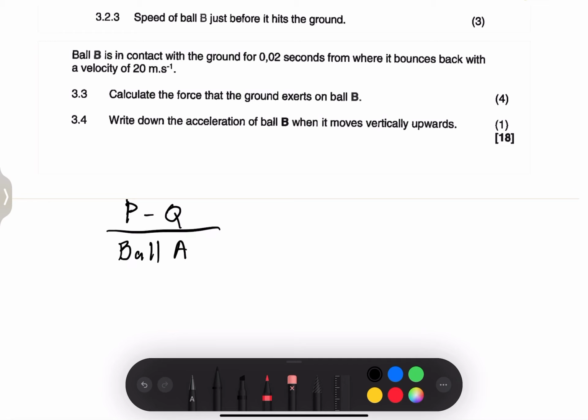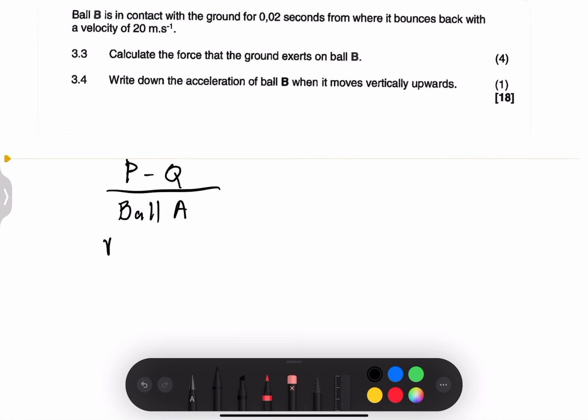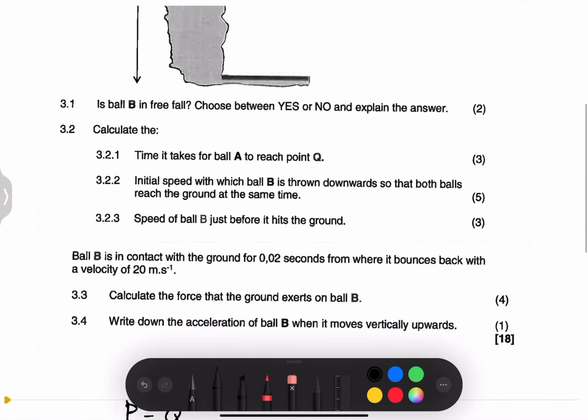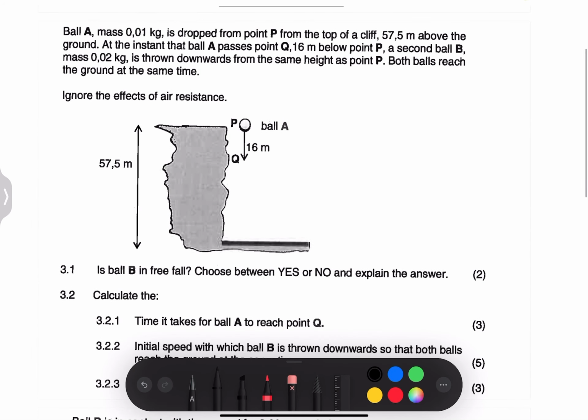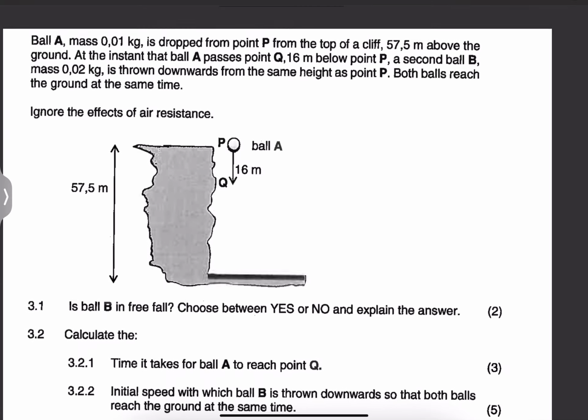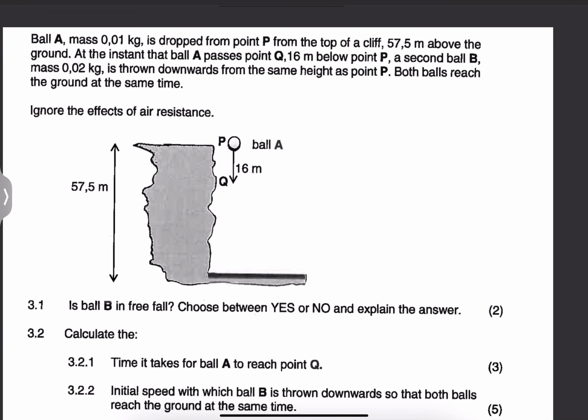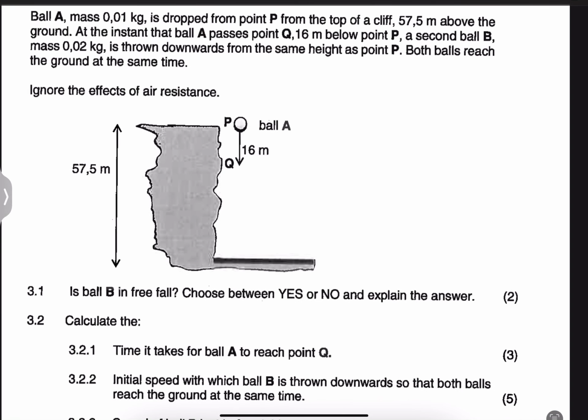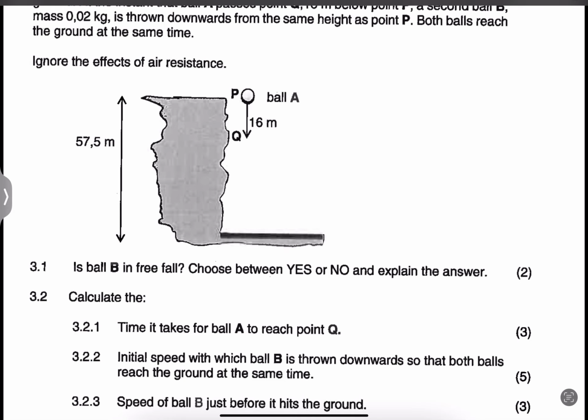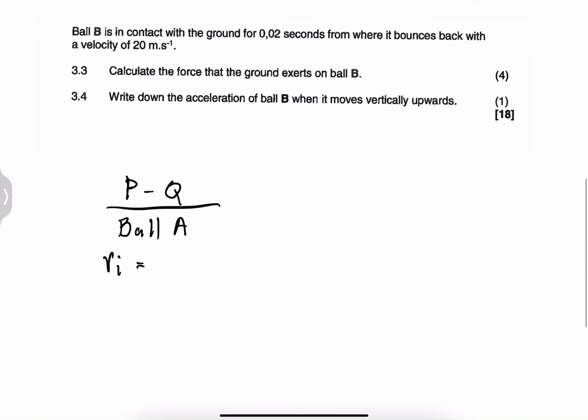Okay, so what do we know in that case? We know that the initial velocity, remember what they said about A, they did say that it is dropped. So the moment we see that it is dropped, that's something we just need to make a note of. It means that we know that the initial velocity will be 0. So in this case, our initial velocity is 0.